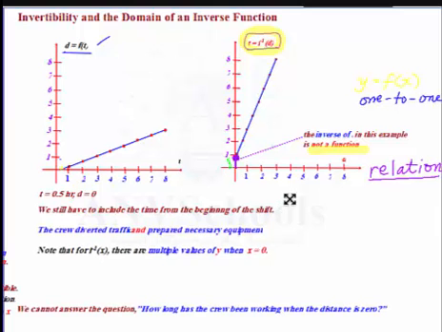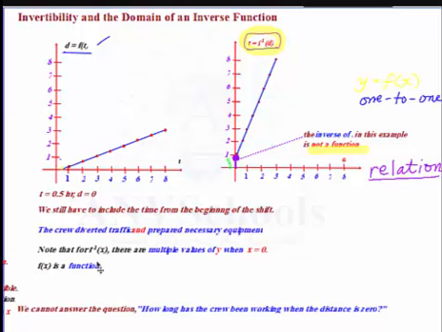And note that for f of negative 1 of x, there are multiple values of y when x is equal to 0, as I have told you. We cannot just answer the question, how long has the crew been working when the distance is 0? That's in reality, okay? Looking at the graphs themselves, they seem to present as seemingly perfectly inverted relations, but in reality we cannot take them as inverse functions.